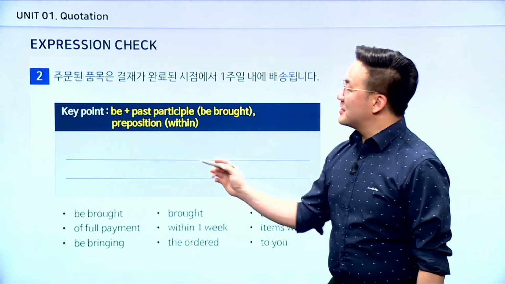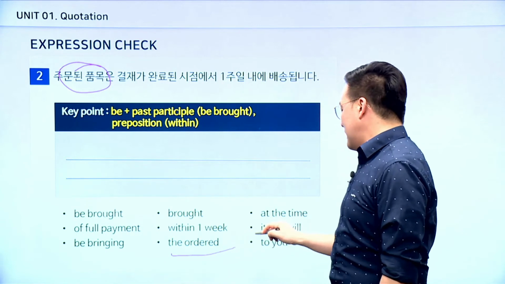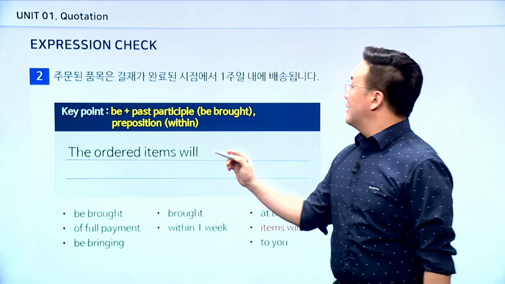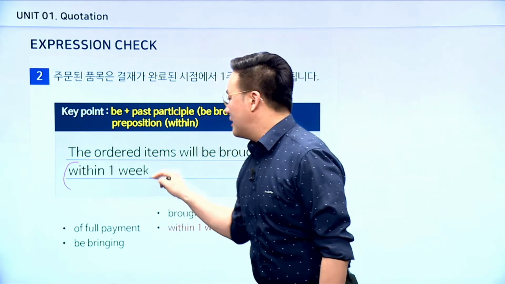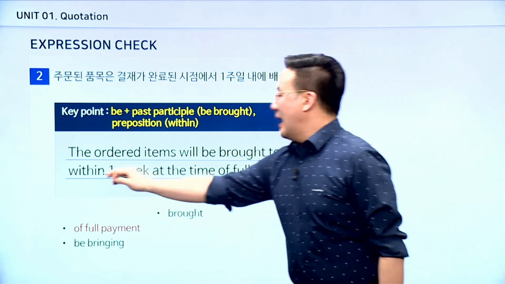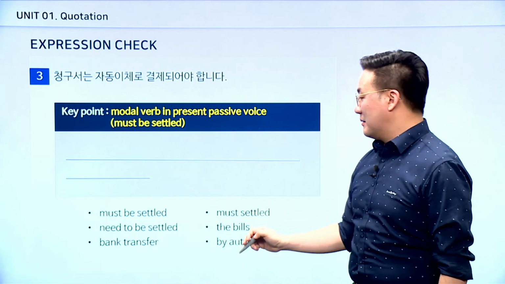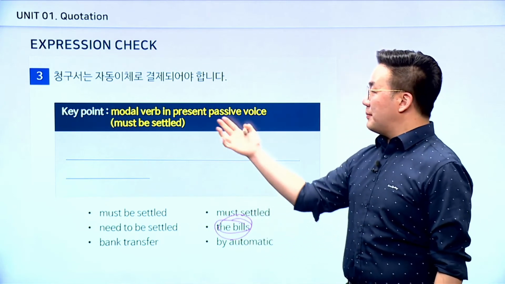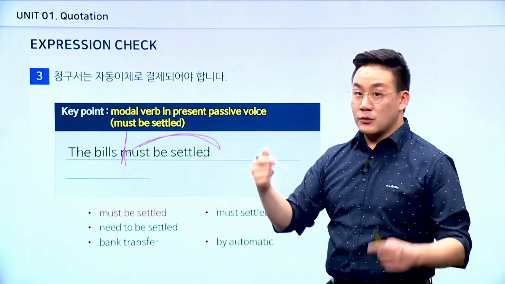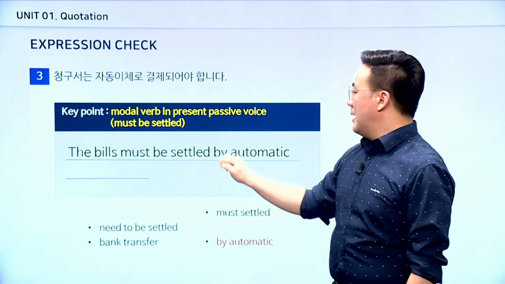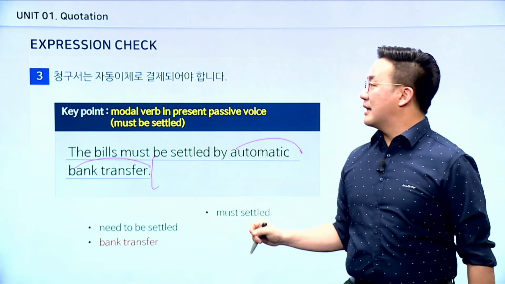Always start with the subject, which is this, right? The ordered items. Where is it? The ordered items will be delivered to you, will be brought to you. Since when? Within 1 week at the time of full payment. Within 1 week at the time of full payment, this is what it says, right? The next one? Okay, so the bill. Where is it? Yeah, the bills have to be paid by something. So the bills must be settled, has to be paid through, they can be interchangeable, right? By the automatic bank transfer. So that's what it said, right?